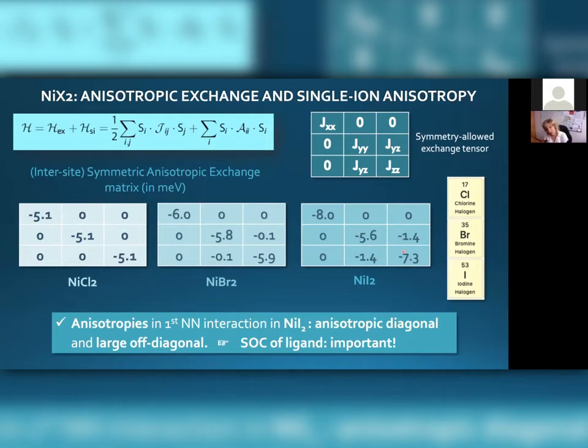So you see that even along the diagonal, you have JXX, which is different compared to JYY and JZZ. And also you see that the off-diagonal term is really large. So it seems that what is important is not the spin-orbit coupling of the transition metal, which is constant here, it's always nickel, but the spin-orbit coupling of the anion, of the ligand, because iodide actually shows much more anisotropic effects than chloride.